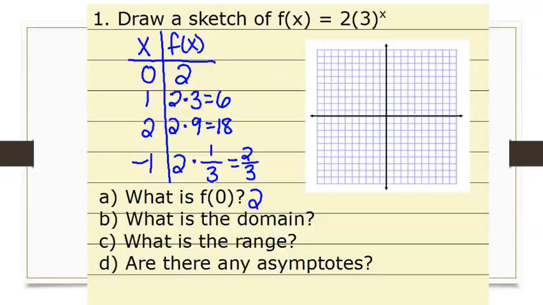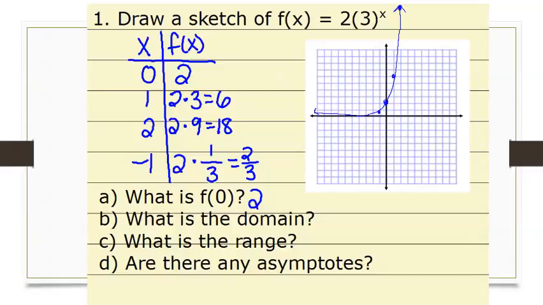So let's use those points to sketch a graph. So we know that we have a point at (0, 2), a point at (1, 6), and a point at (2, 18), which is really high off of our graph. So we'll say it's like up here. And then if we go to negative 1, it's at 2/3. So we're like right there. So what happens is an exponential looks like this. So this is an exponential growth function. We can see that it is growing as it goes further to the right along the x-axis.